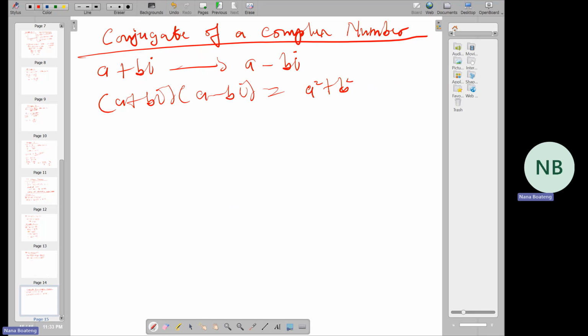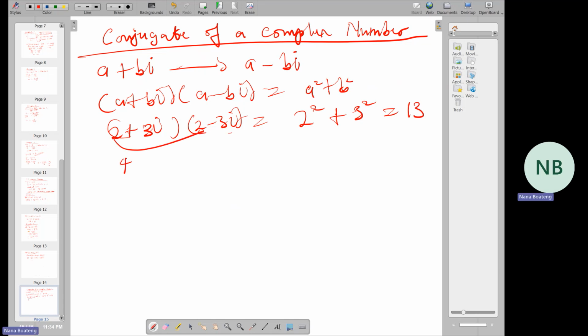For example, 2 plus 3i times 2 minus 3i. This equals 2 squared plus 3 squared. And 2 squared is 4, 3 squared is 9. So this becomes 13. Because if you expand this, 2 times 2 is 4.